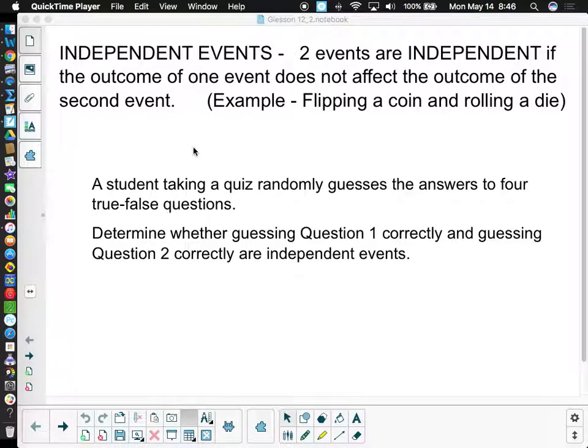So today's lesson has really very little to do with geometry. It's pretty much pure probability. Some of you are going to really like this because I don't think there are any areas or shapes or anything involved here whatsoever. Independent events.